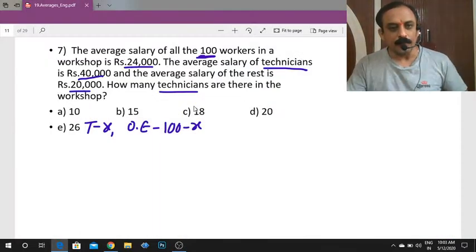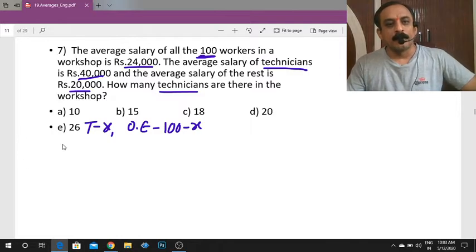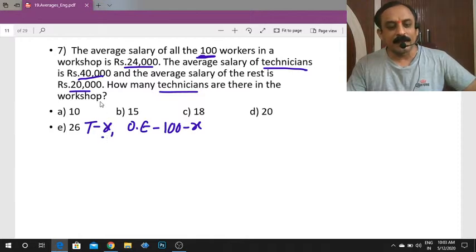Okay. Now, total, how many technicians are there? X technicians. So, what is the total salary of X technicians? X into their average, that is 40,000 rupees. So, technicians' total salary is 40,000 into X, 40,000 X.